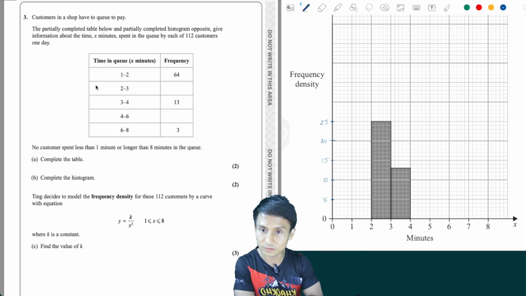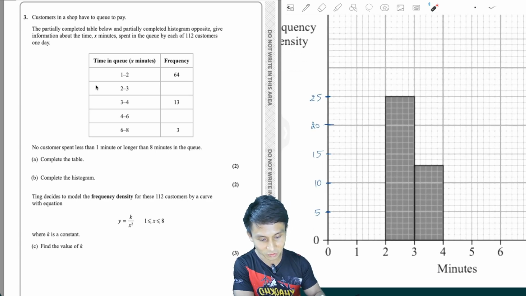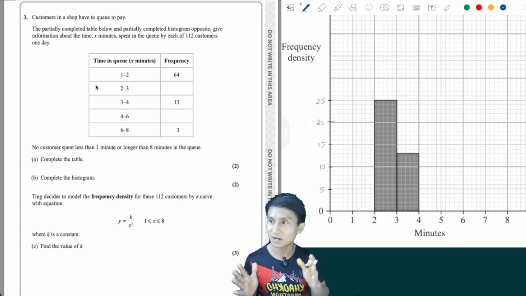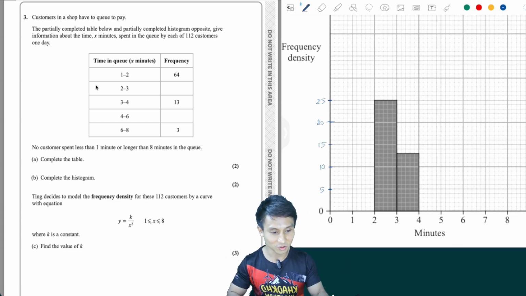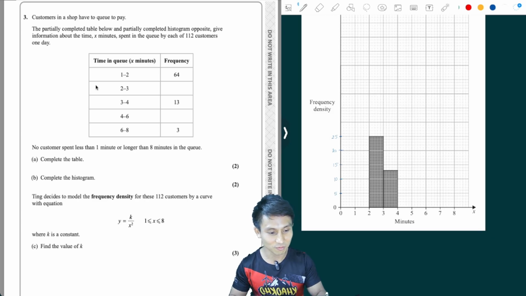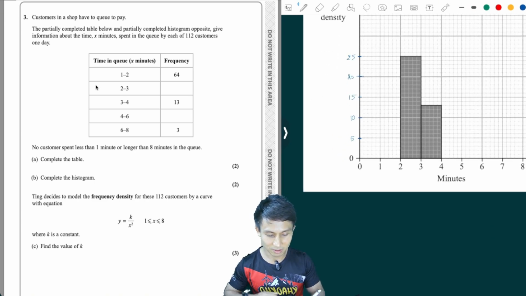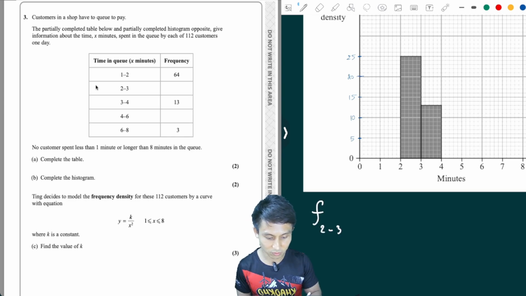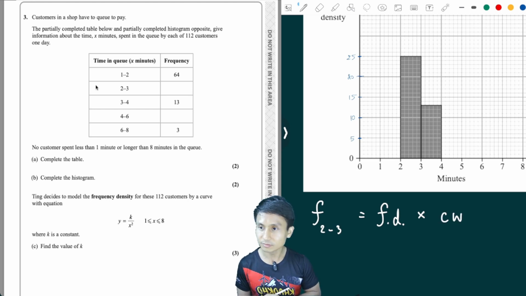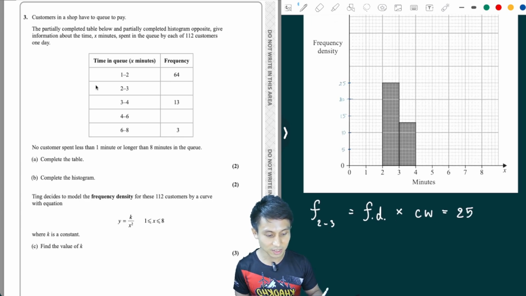That means if we want the frequency of the 2 to 3 class, we can just look at the bar here, which tells us that it is 25 on the frequency density. Now you have to be careful. This is the frequency density and not the frequency. We need to show some calculation for proper working. The frequency of 2 to 3 is equal to the frequency density times the class width. That's the formula you probably know already. That is frequency density being 25, class width being 1.